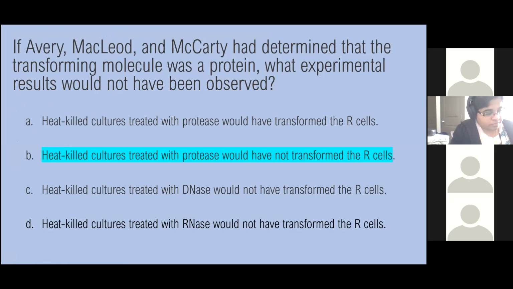So for my answer to this question, I chose B. Heat kill cultures treated with protease would not have transformed the R cells. I chose this because if they found protein to be the transforming molecule, then they wouldn't have observed protease not transform the R cells. Protease would have transformed the R cells if it was the transforming molecule. So yeah. And that's it. Yep, that is correct.